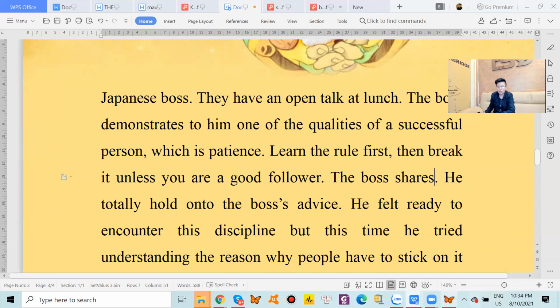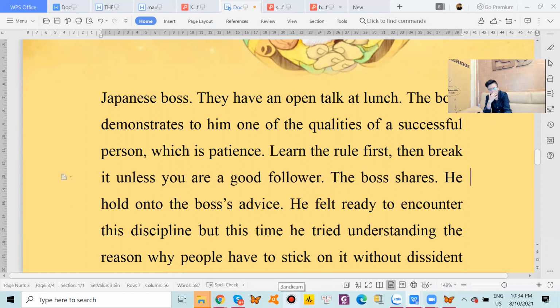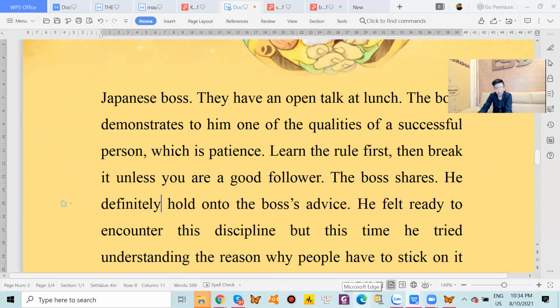The boss shares. He totally, oh no, I totally agree. Totally can be used with the word agree. But without the word agree, totally is like a saying for somebody to announce to somebody else once they start to calculate the bill. So don't use the word totally like this. Please just use something like he definitely, or he absolutely holds onto the boss's advice.